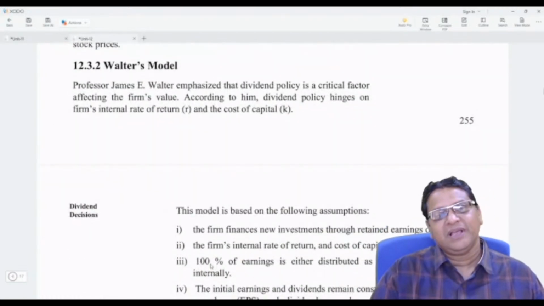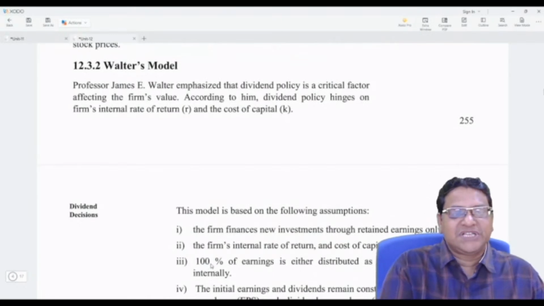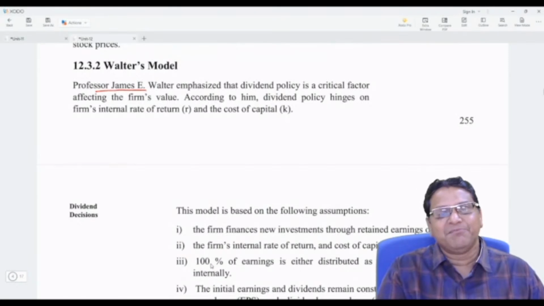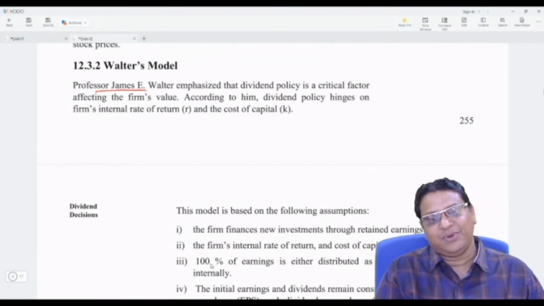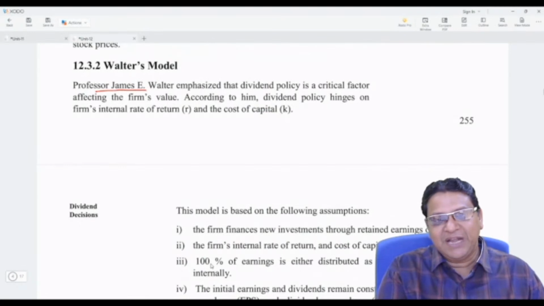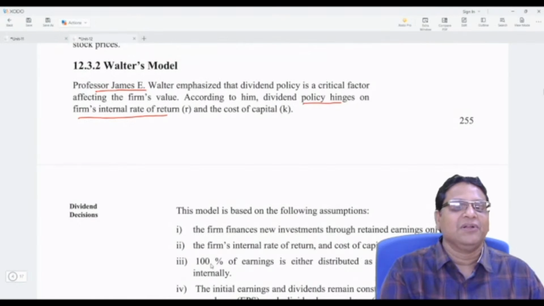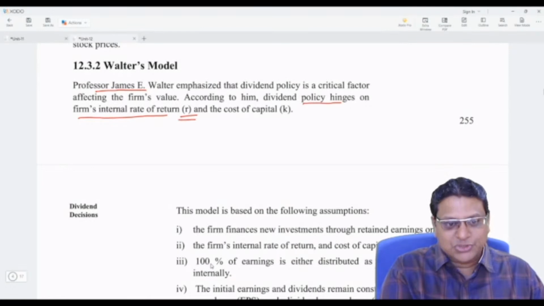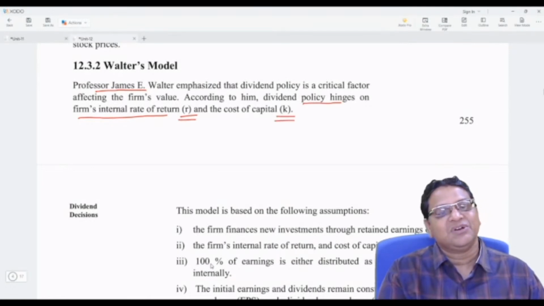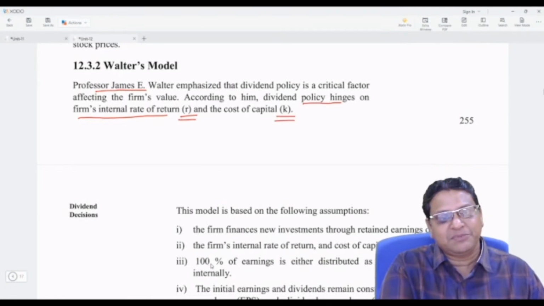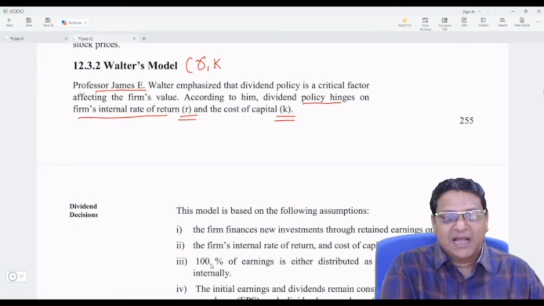Walter's theory is given by Professor James E. Walter. According to him, dividend policy hinges on the firm's internal rate of return. That means Walter tells that there are two important variables which affect the dividend policy. What are the two important variables which affect the dividend policy? As per Walter, the two important variables which affect the dividend policy are R and K.